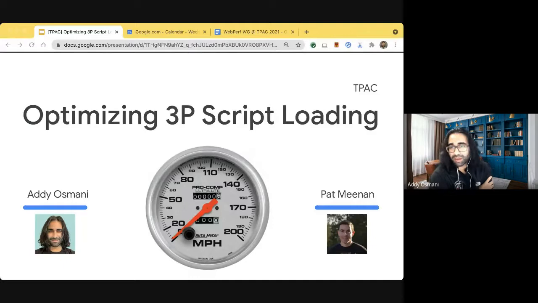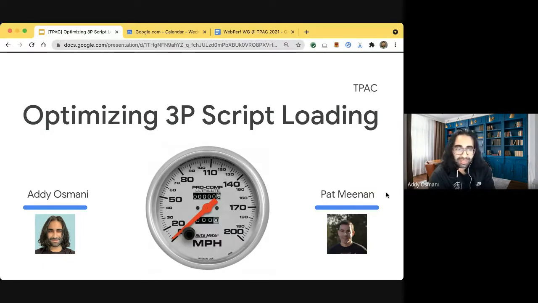So today we wanted to discuss third-party script loading. This is a really complex space with many dimensions to it, but is one that has impacted web performance for over a decade. And so today, Pat and I would like to discuss a few ideas for incrementally improving this from both the web platform and browser side.